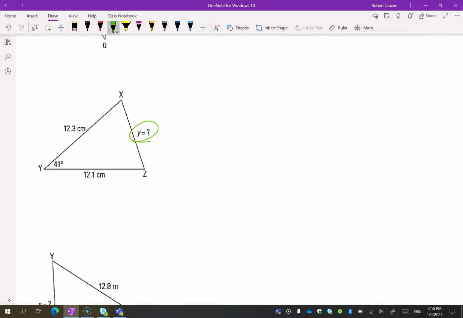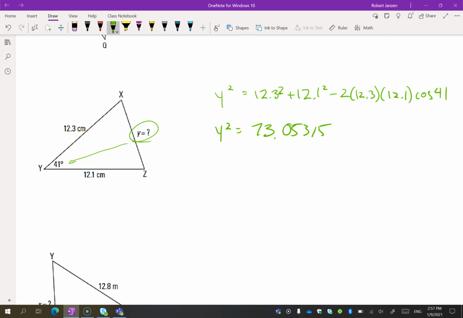We're supposed to find y, so I'm going to put y squared first. Then I'm going to put the other two sides, so 12.3 squared plus 12.1 squared, minus 2 times 12.3 times 12.1, and then cos of, what is the angle across from y? 41. So y squared is 73.05315, and if I take the square root of that, I get 8.5 centimeters.